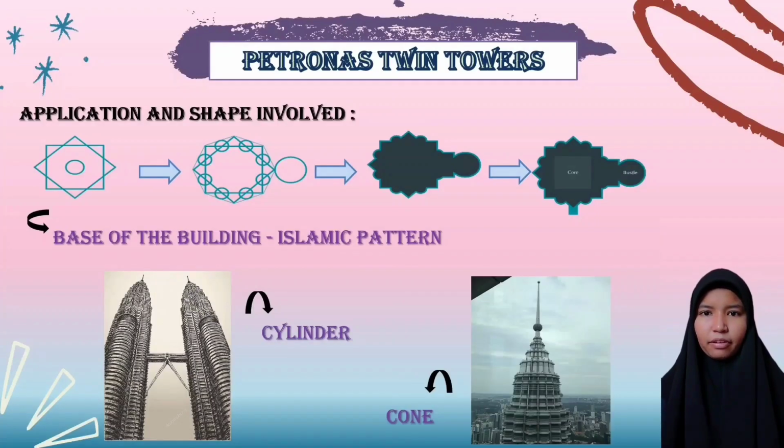This is the application and shape involved in the Petronas Twin Towers. First, let's take a look at the base of the building. The design of each tower floor plate is based on a simple Islamic geometric form of two interlocking squares, creating the shape of an 8-pointed star. There are two squares that are interlocking each other and a small circle in the middle, as you can see in picture 1.